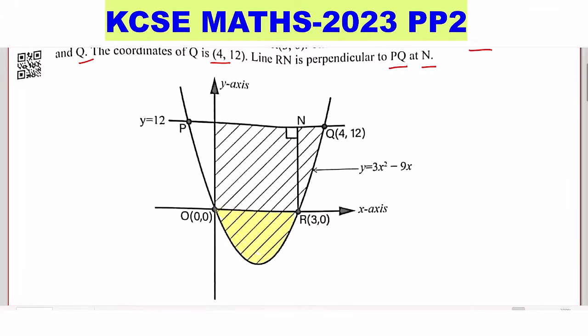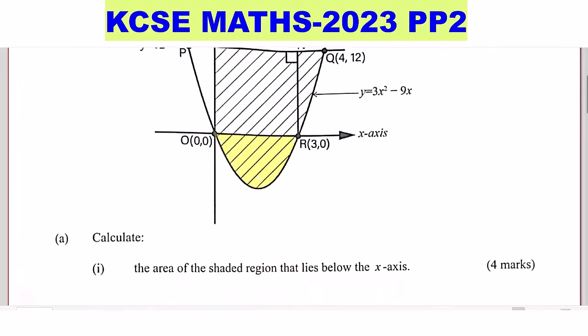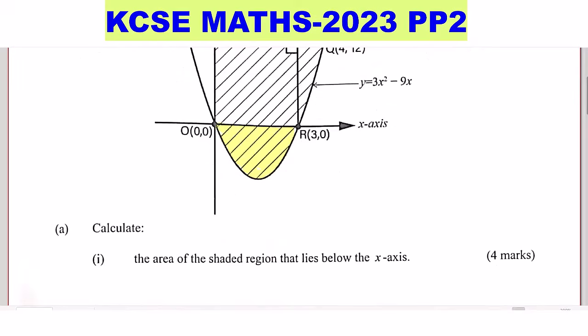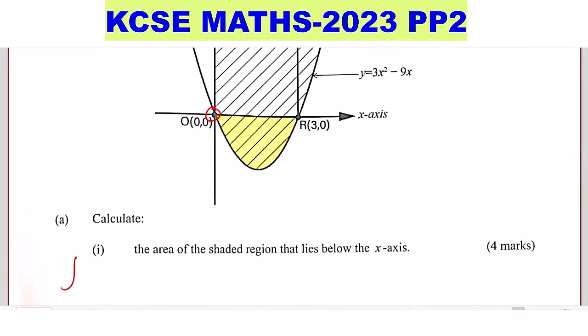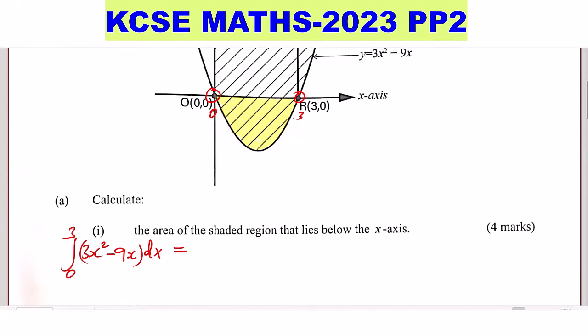To get the area of that region, we are going to integrate using the function of that curve. The limits are from 0 to 3. So this is 0, this is 3. So we integrate from 0 to 3 the function of that curve, 3x squared minus 9x, with respect to x. When we carry out this integration from 0 to 3, we are going to get the area of the shaded region that is below the x-axis. So let us integrate this.